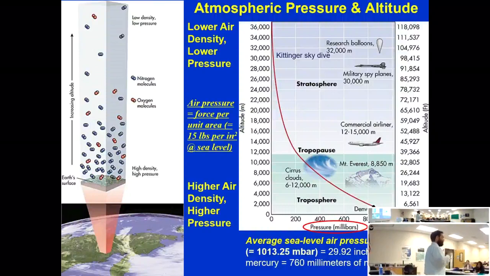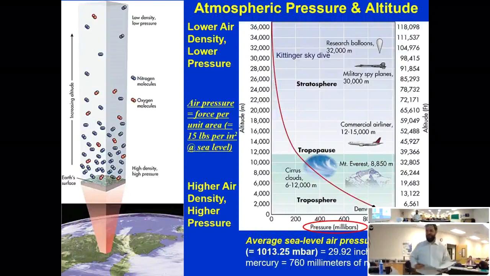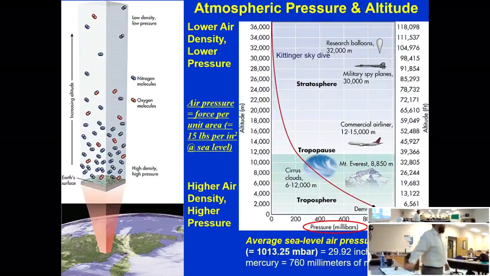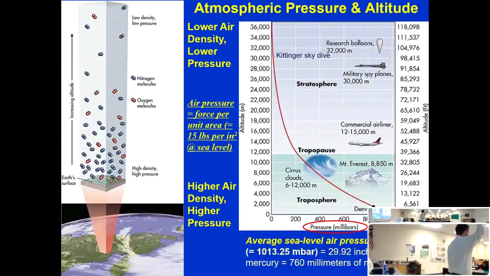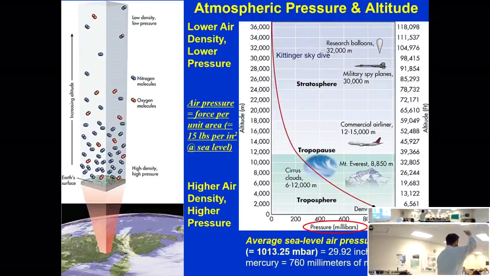Like, why do you feel 15 pounds for every inch of your body? 15 pounds per square inch. Where is that weight coming from? Gravity, but it's something that's sitting on top of you. It's the gravitational force of something that's sitting on top of you right now. The air, right? Because you have like 100 kilometers of air sitting on top of you right now.